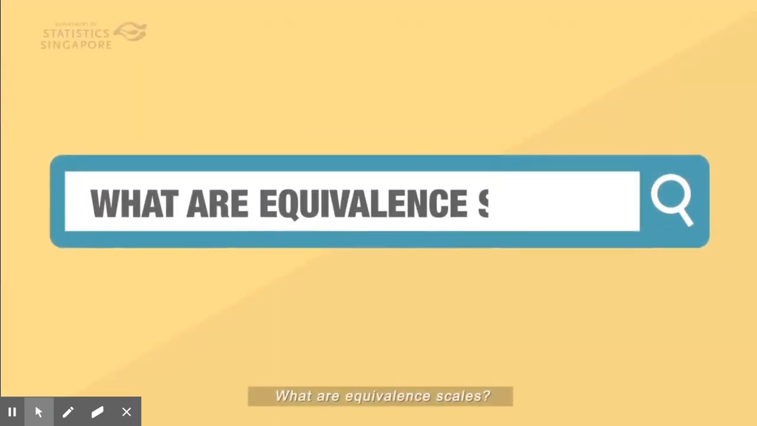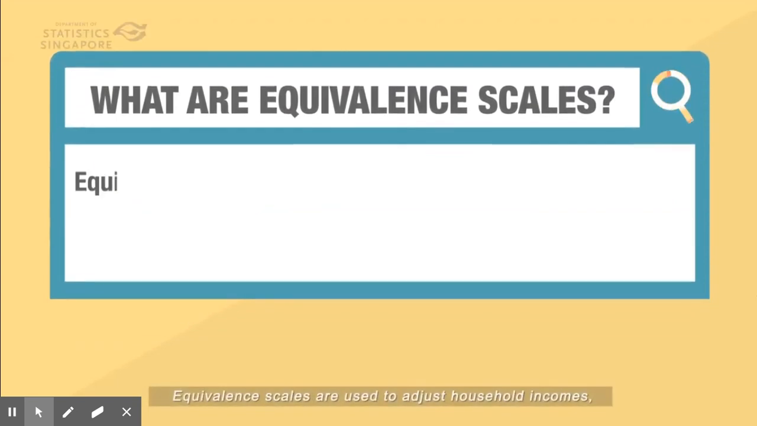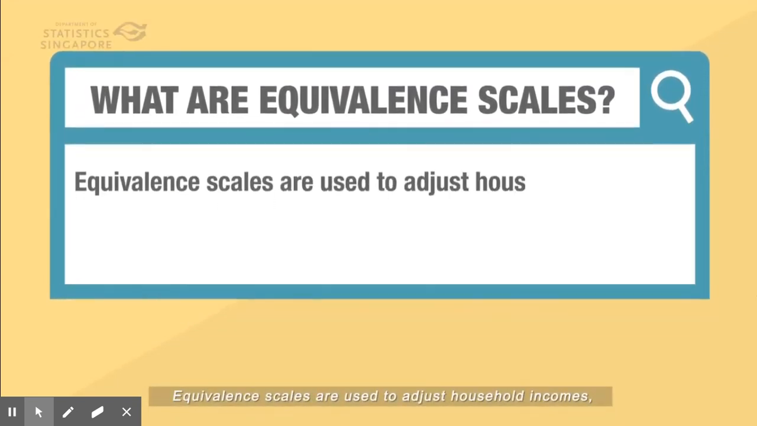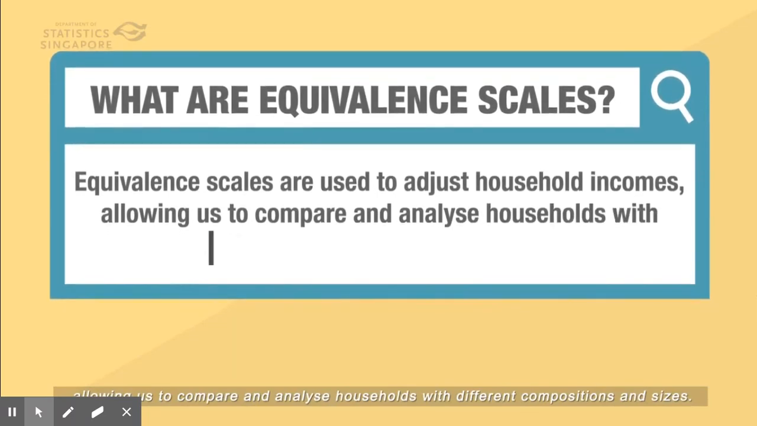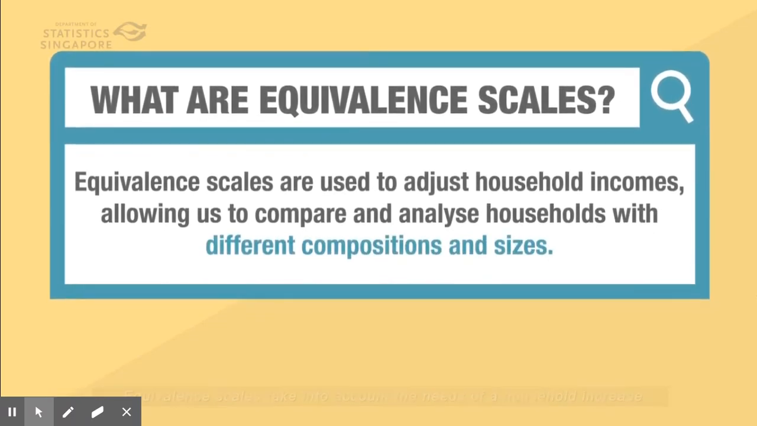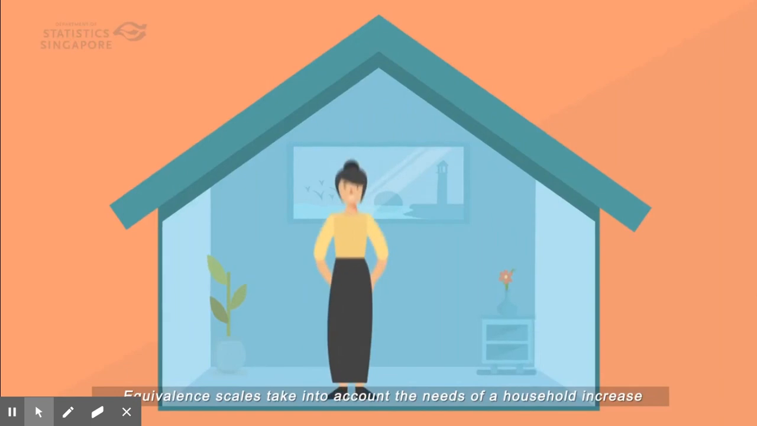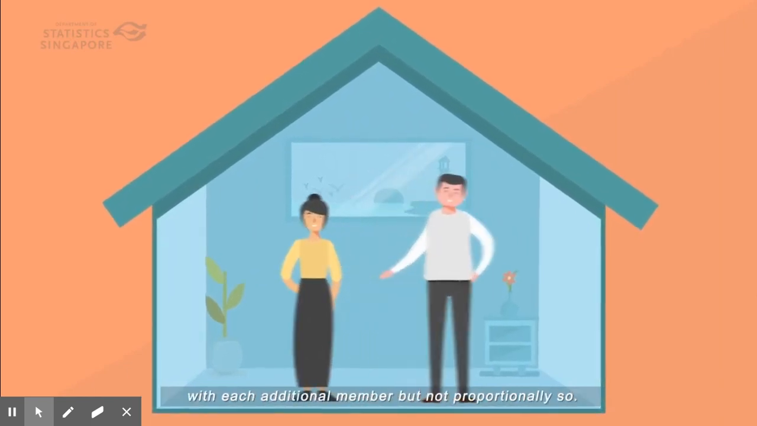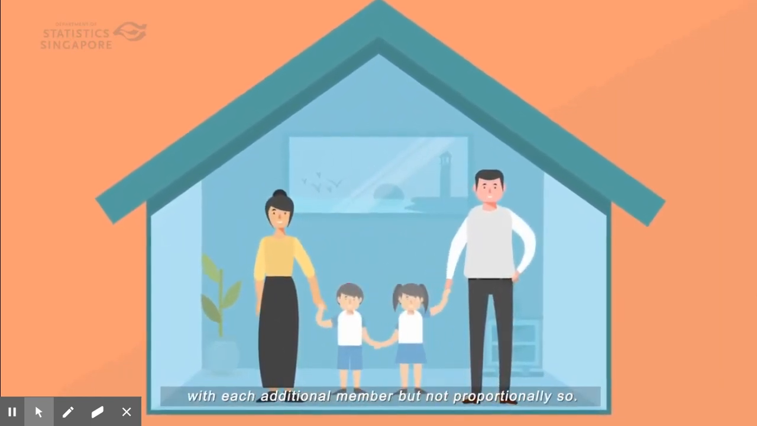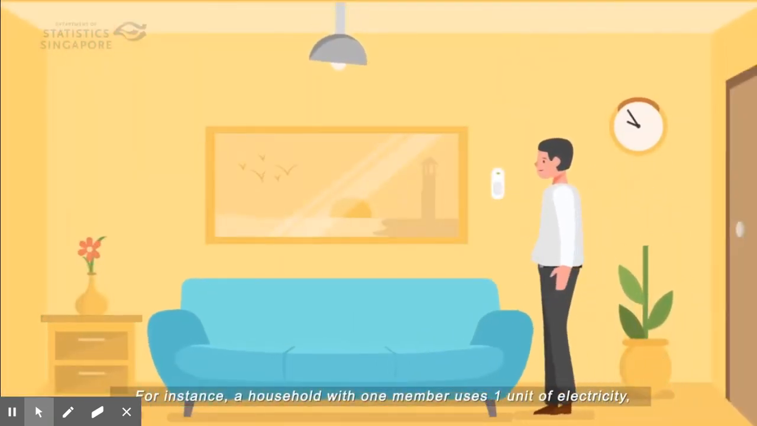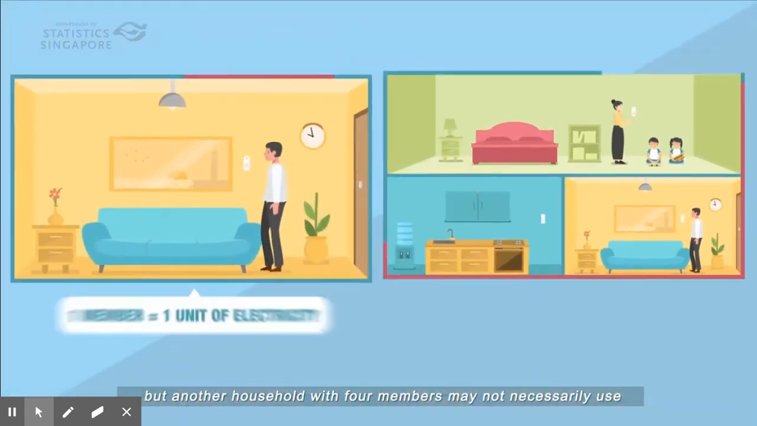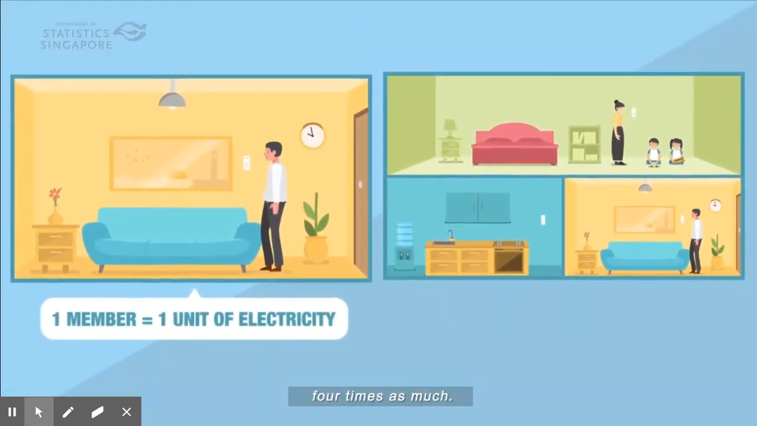What are equivalent scales? Equivalent scales are used to adjust household incomes, allowing us to compare and analyze households with different compositions and sizes. Equivalent scales take into account that the needs of a household increase with each additional member, but not proportionally so. For instance, a household with one member uses 1 unit of electricity, but another household with 4 members may not necessarily use 4 times as much.